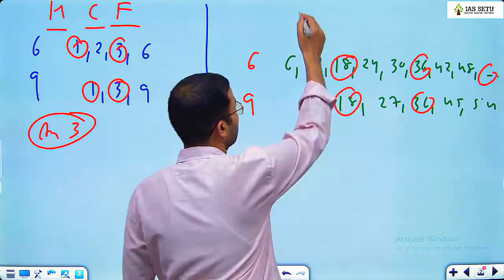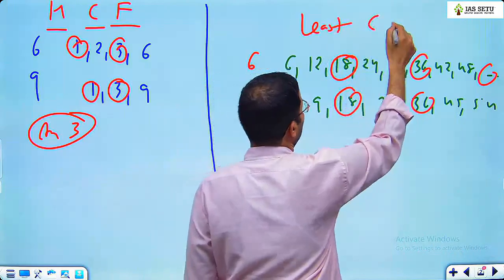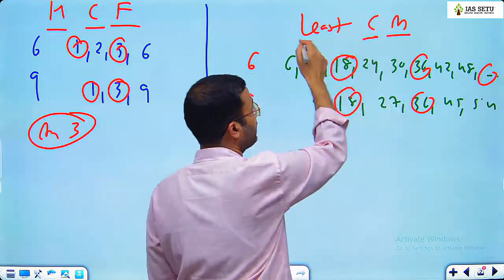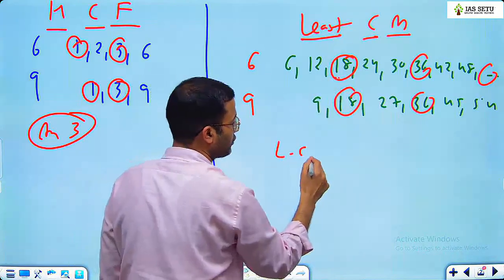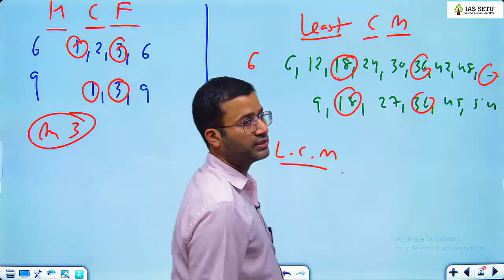So no one is going to ask you highest common multiple because it will be infinity. So that's why here we ask least common multiple. Multiple में common में जो सबसे छोटा है. So this 18 is the least common multiple here of 6 and 9.